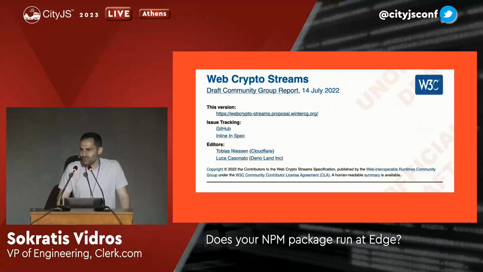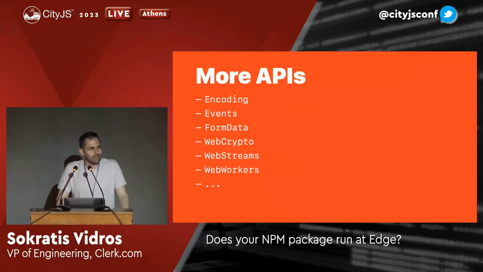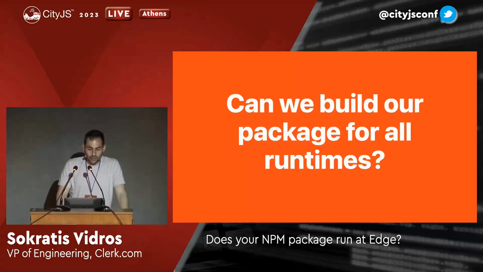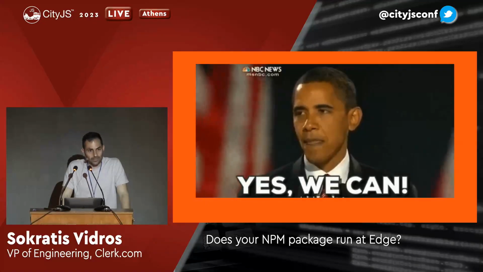Another thing, of course, is Web Crypto. We are in the authentication space, so we care a lot about these things. The group wants to add stream support for Web Crypto functions. And of course, there are way more APIs that still need to be adopted, but there is a lot of work happening as we speak in the area. So again, new question, new challenges. Can we build our packages for all runtimes? Yes, we can.